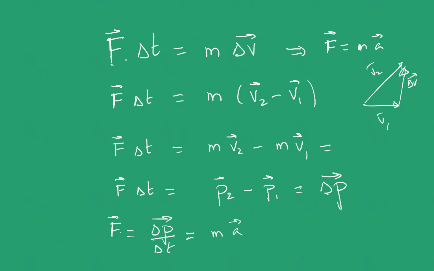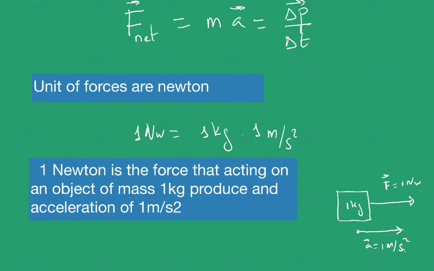Writing the equation in terms of the change in momentum is more fundamental, because the momentum contains more information than only the vector velocity itself. So the unit of force is the newton. What does 1 newton mean? Because the force is mass by acceleration.